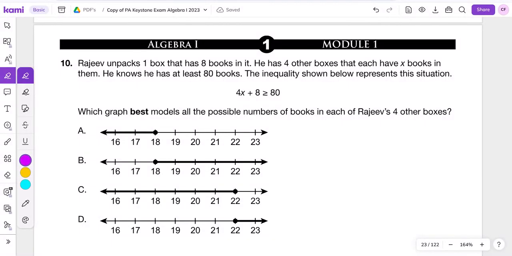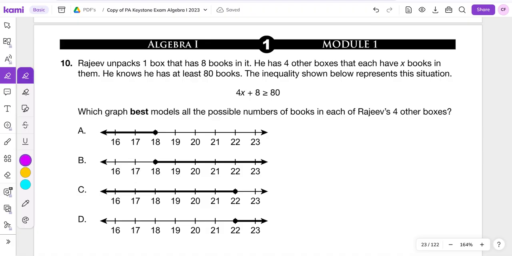Rajiv unpacks one box that has 8 books in it. He has 4 other boxes that each have x books in them. He knows he has at least 80 books. The inequality shown below represents this situation: 4x plus 8 is greater than or equal to 80.